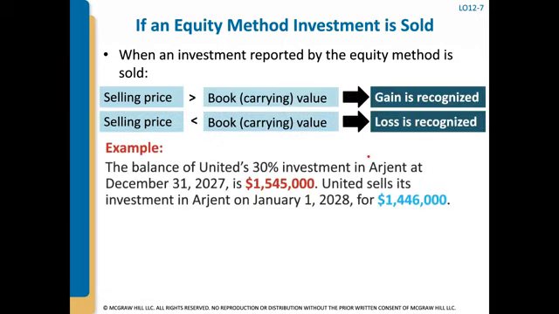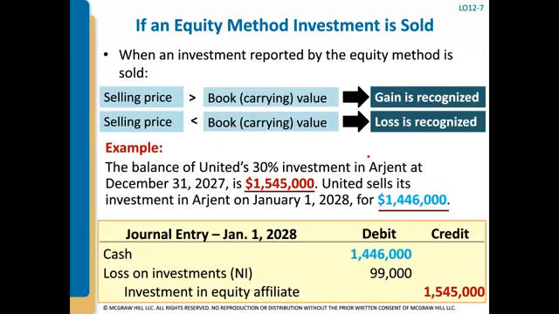When we go to sell our investment, we have to see what the balance is in our investment account, which at 12/31 was the 1,545. And let's assume that we sell the stock for 1,446 on January 1, 2028. So we receive cash for the 1,446.